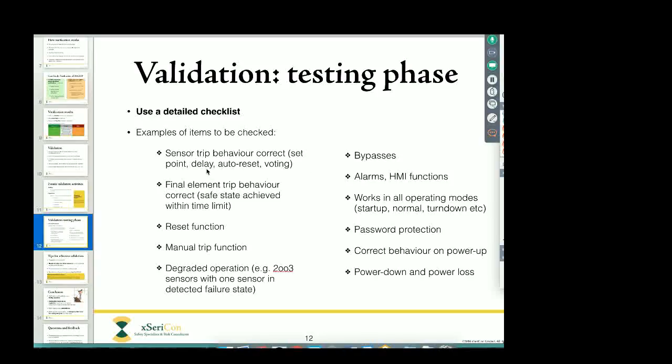If there's supposed to be a delay time before trip, does the delay time work correctly? If the trip is supposed to be auto resetting, mostly they will not, but in a few cases you want auto reset trips. Does that work correctly? And perhaps more importantly, does it not auto reset if it's supposed to not auto reset? That's very important. If there is voting on the sensors, let's say for example 2 out of 3, does that work correctly? So you need to try all the possible combinations of the sensors. Or maybe not all of them, but at least enough that you can convince yourself that the voting is working.